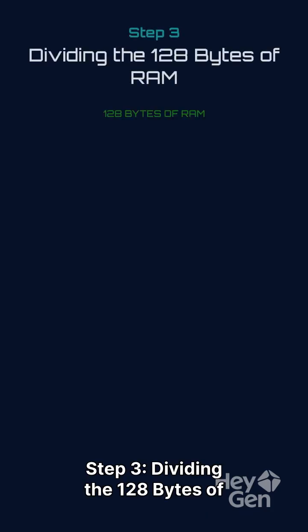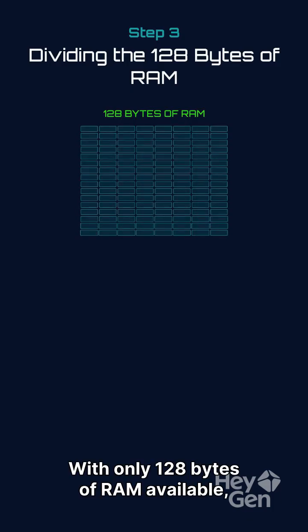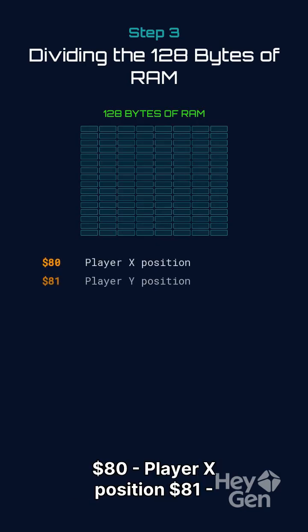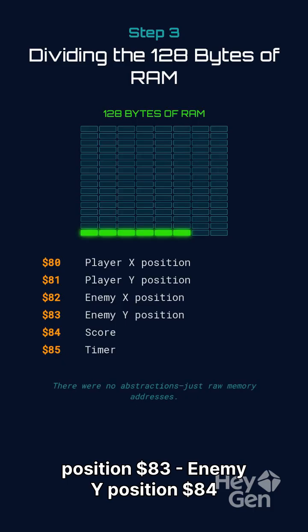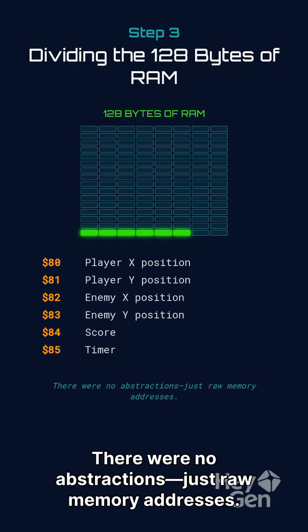Step 3. Dividing the 128 bytes of RAM. Memory management was critical. With only 128 bytes of RAM available, every variable had to be carefully planned. $80, player X position. $81, player Y position. $82, enemy X position. $83, enemy Y position. $84, score. $85, timer. There were no abstractions, just raw memory addresses.